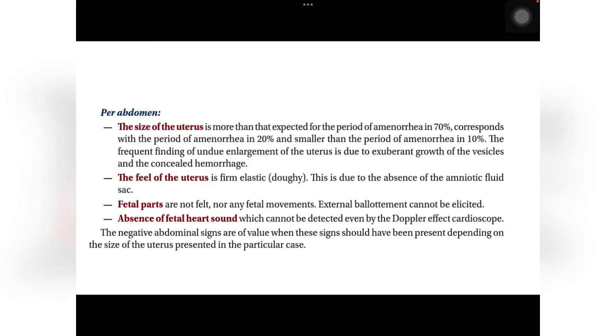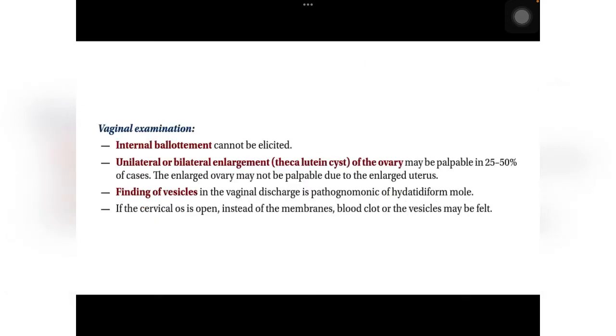When you do a per abdomen examination, the size of the uterus is going to be more than the period of amenorrhea in a complete mole. She will give you a history of only 8 weeks amenorrhea, but on per abdomen examination it can be even 16 weeks gestation. That is how big the uterus will be. The uterus will feel firm, elastic, and doughy in consistency. Because there is no amniotic fluid inside, fetal parts will not be felt. The patient won't give any history of quickening. And on vaginal examination, ballottement is not going to be present.